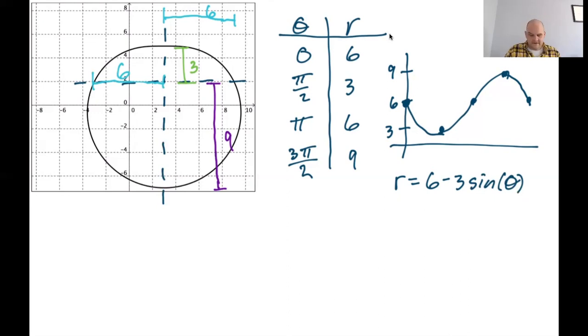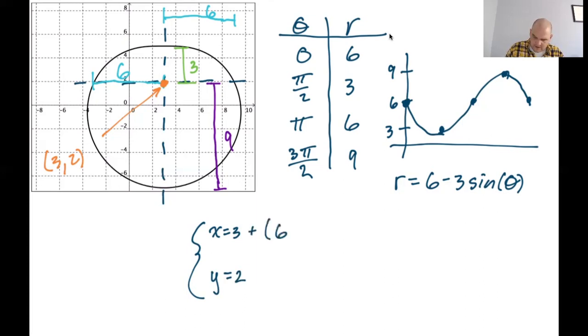And then the origin was shifted to this point right here. And that point is (3, 2). So I think I'm ready to write my equation for this thing. So it's going to be x equals 3, y equals 2. And then it's going to be plus our polar curve, which is 6 minus 3 sine theta.